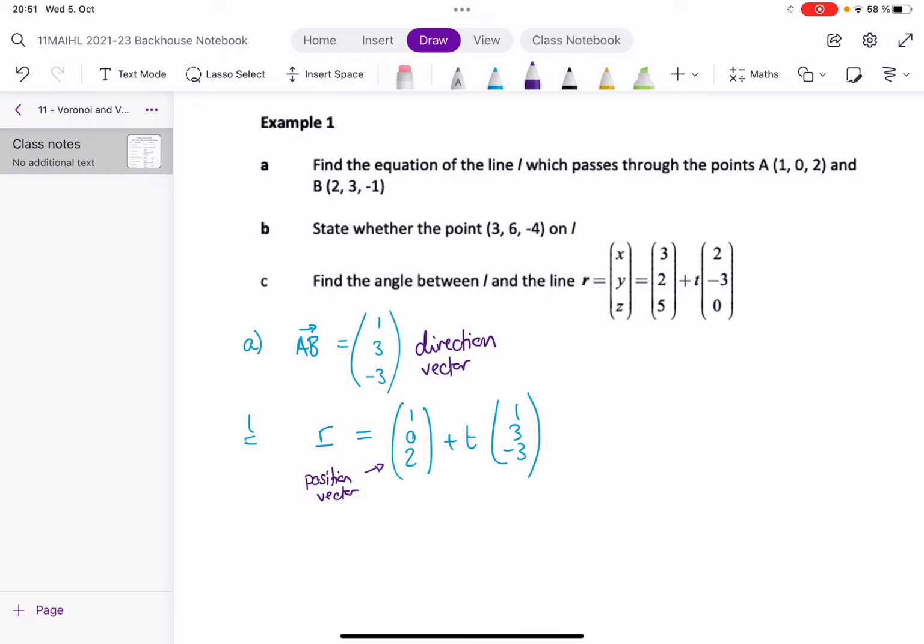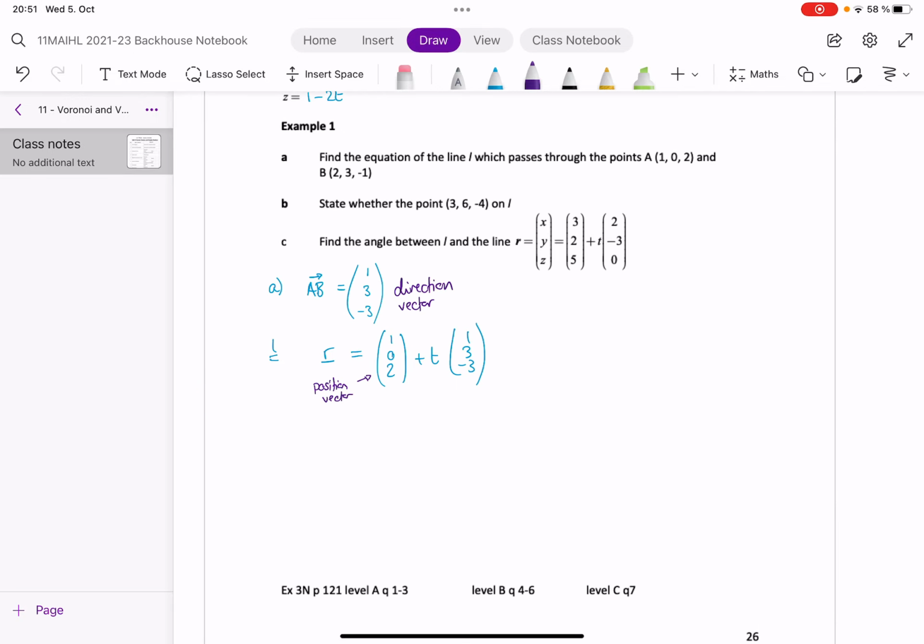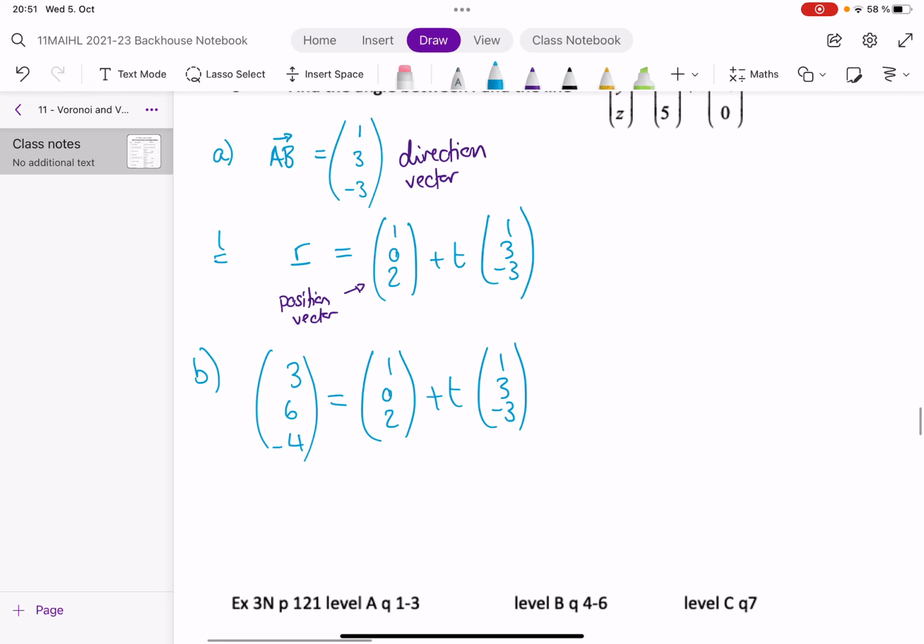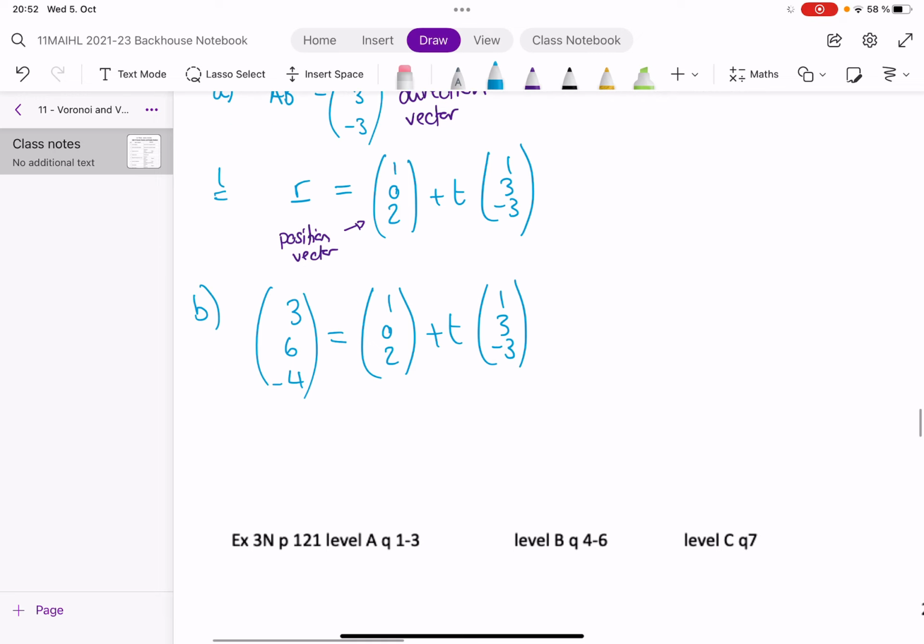All right, we need to state whether the point 3, 6, negative 4 is on this line. Well, what could we do? I guess if 3, 6, negative 4 is on this line, then 3, 6, negative 4 must be equal to this, because this equation is giving me the positions on the line. So for some value of t, it should equal 3, 6, negative 4. So let's look, let's check the x coordinate.